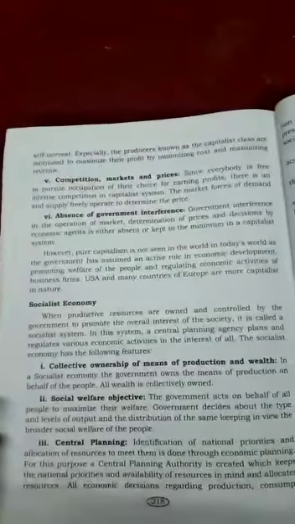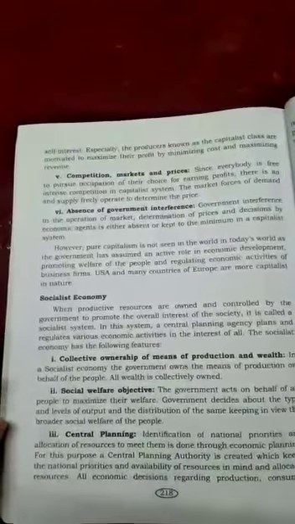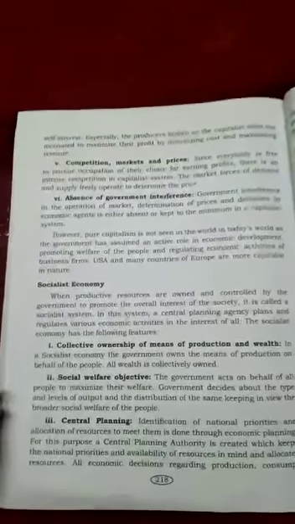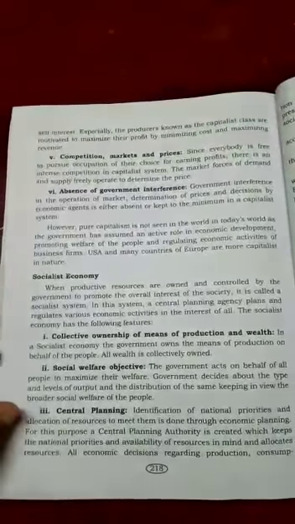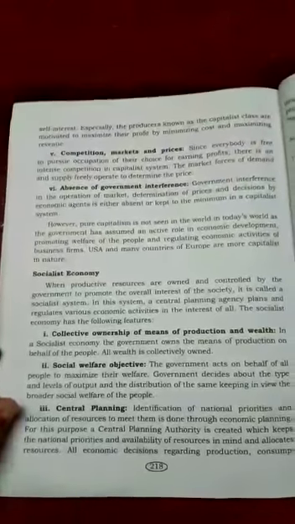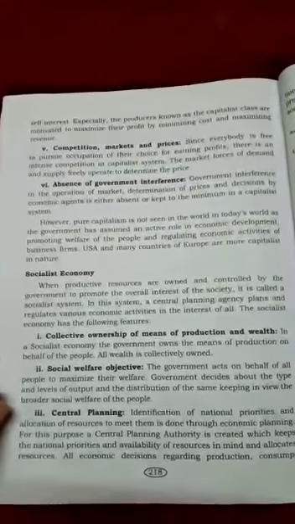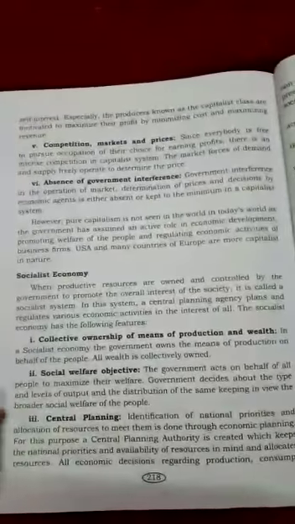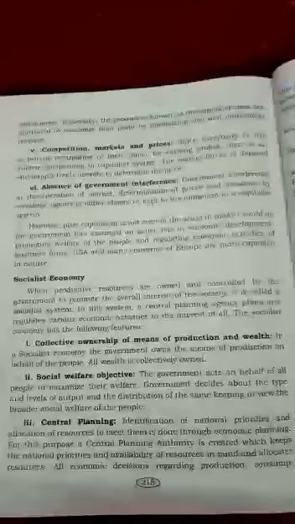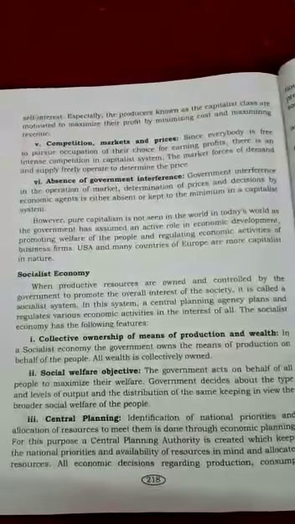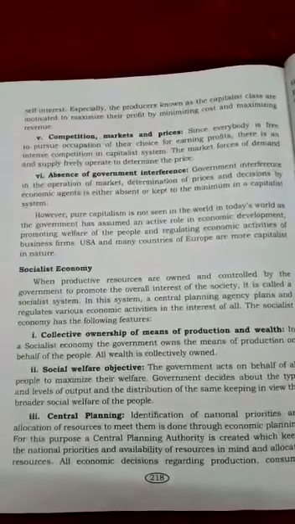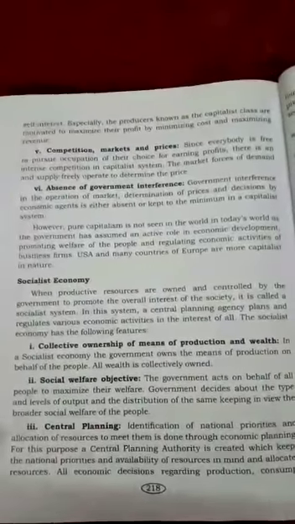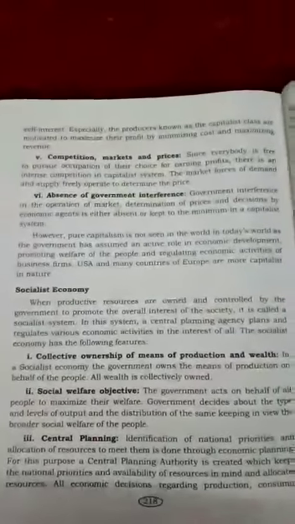Okay. The next type which we are going to see is the socialist economy. When productive resources are owned and controlled by the government to promote the overall interest of the society, it is called the socialist system. So it is totally governed by the government. In this system, a central planning agency plans and regulates the various economic activities in the interest of all. So they have a planning structure.